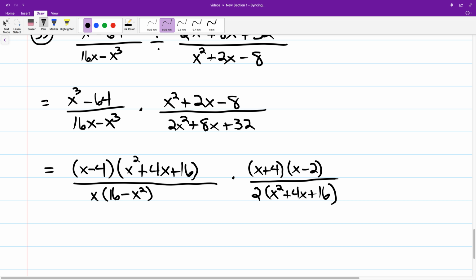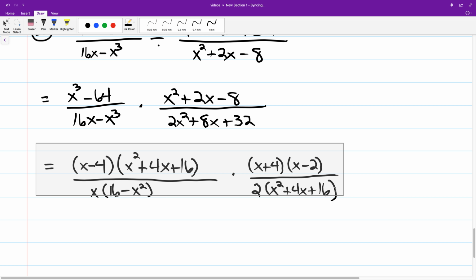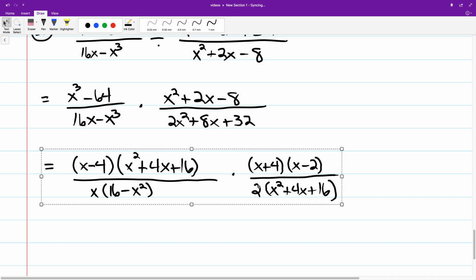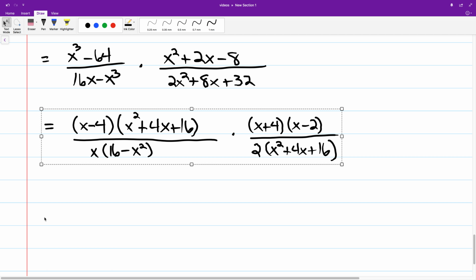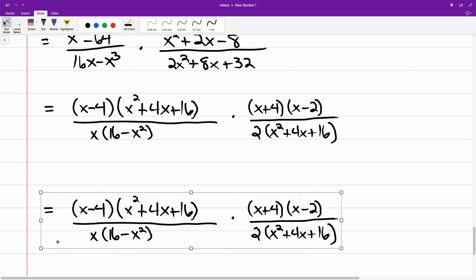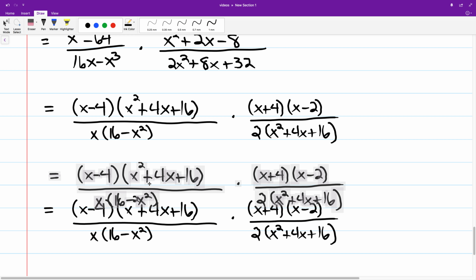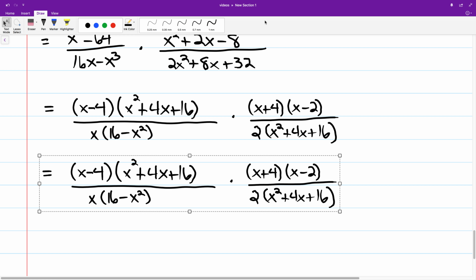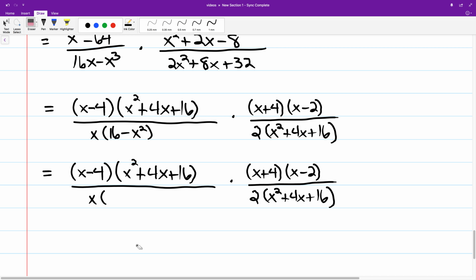Now, for 16 minus x squared, I can factor this part out even further. So in the case of 16 minus x squared, I can just factor this out to 4 plus x and 4 minus x.